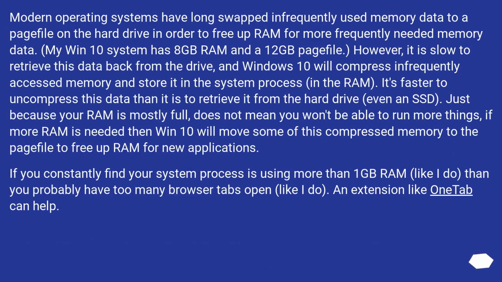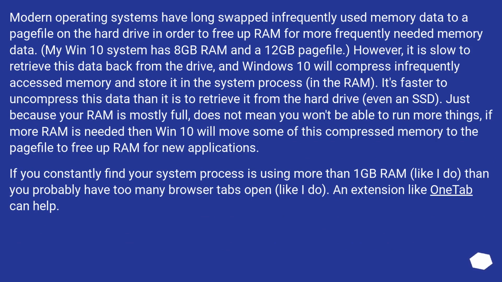Modern operating systems have long swapped infrequently used memory data to a page file on the hard drive in order to free up RAM for more frequently needed memory data. My Win 10 system has 8 GB RAM and a 12 GB page file. However, it is slow to retrieve this data back from the drive, and Windows 10 will compress infrequently accessed memory and store it in the system process, in the RAM. It's faster to uncompress this data than it is to retrieve it from the hard drive, even an SSD.